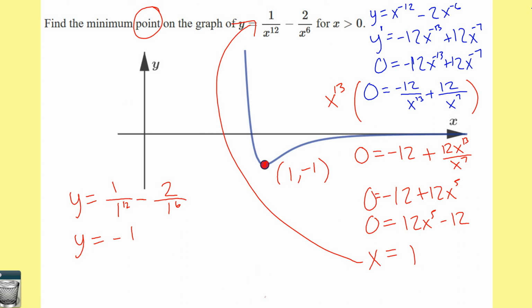All right, so hopefully stationary points make sense now, maximums and minimums. If not, I'm in class.